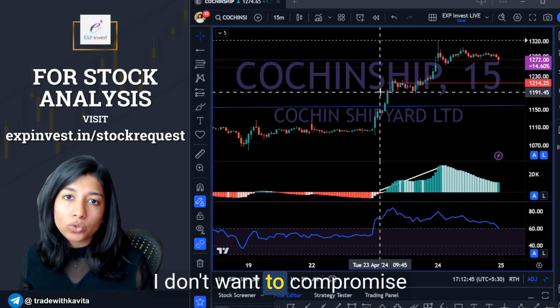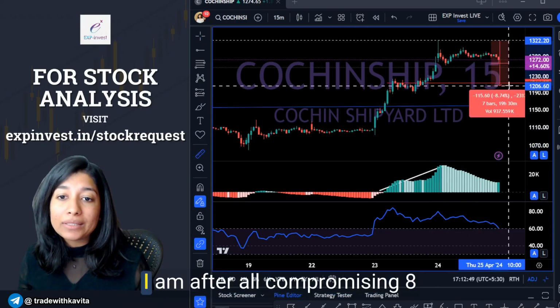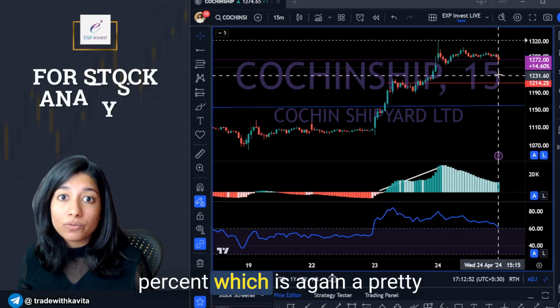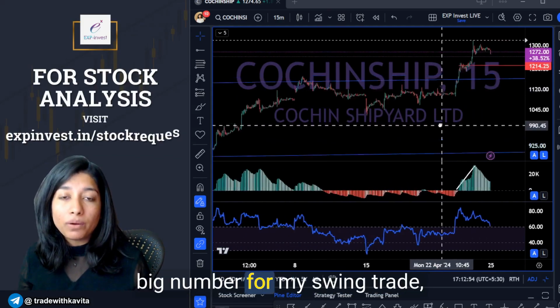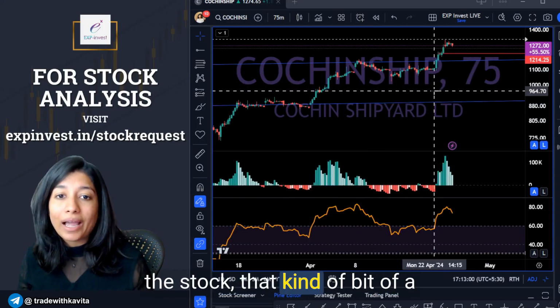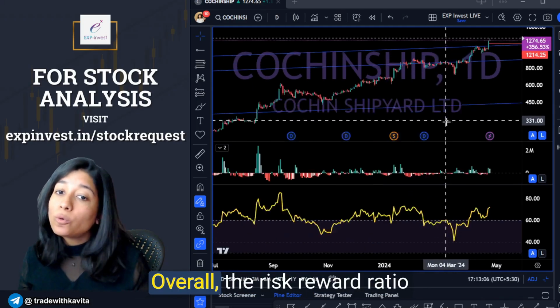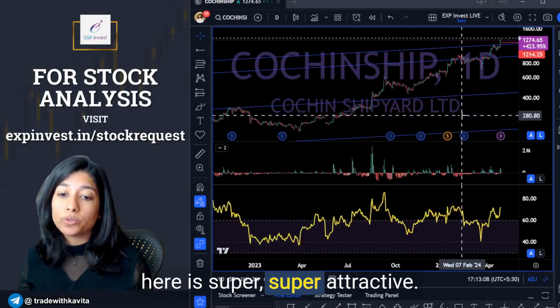I don't want to compromise a lot of my profit, which means from the peak price I am after all compromising 8%, which is again a pretty big number for my swing trade. But given the personality of the stock, that bit of a risk is also warranted because the upside is very attractive. Overall, the risk reward ratio here is super attractive.